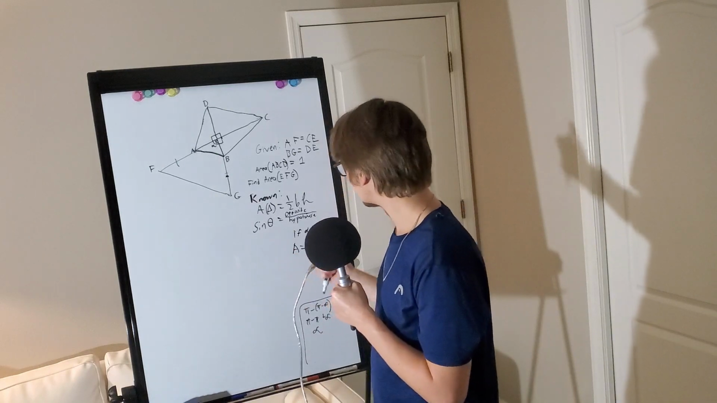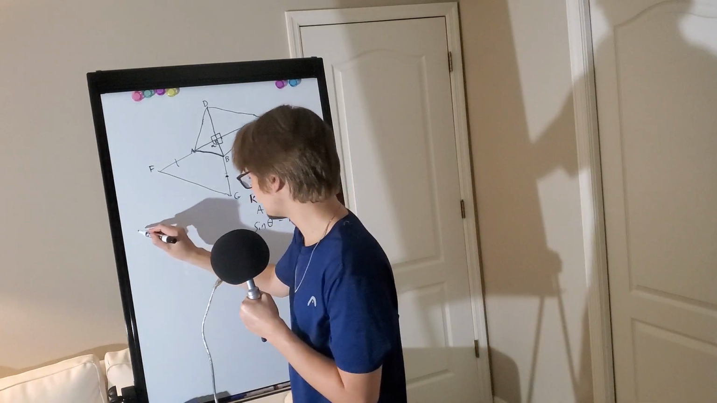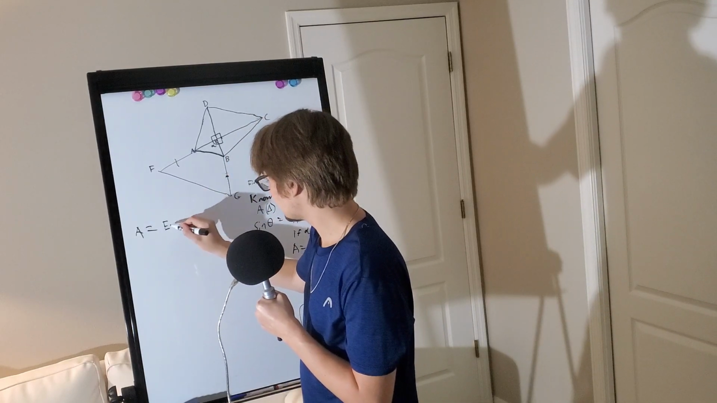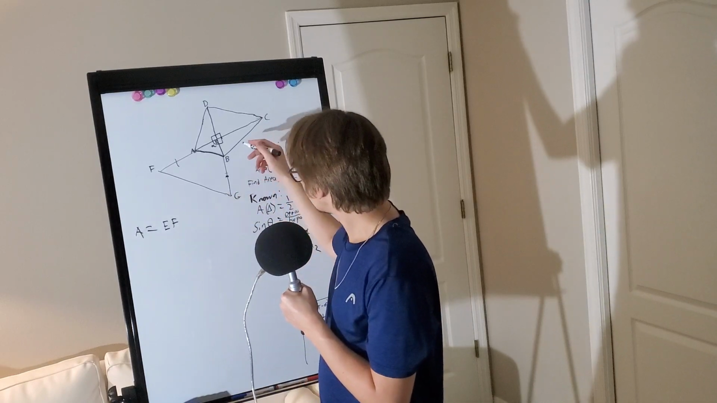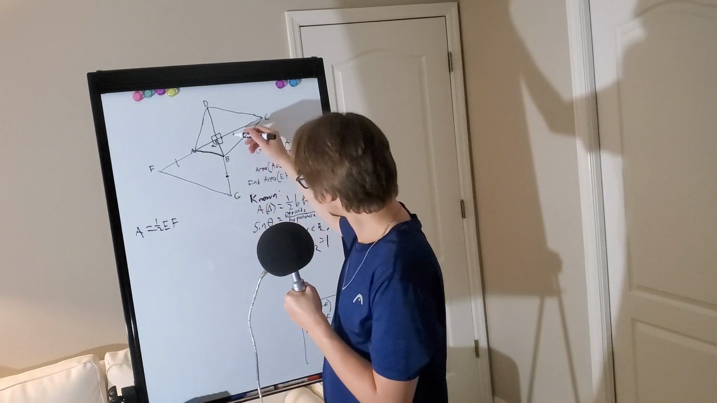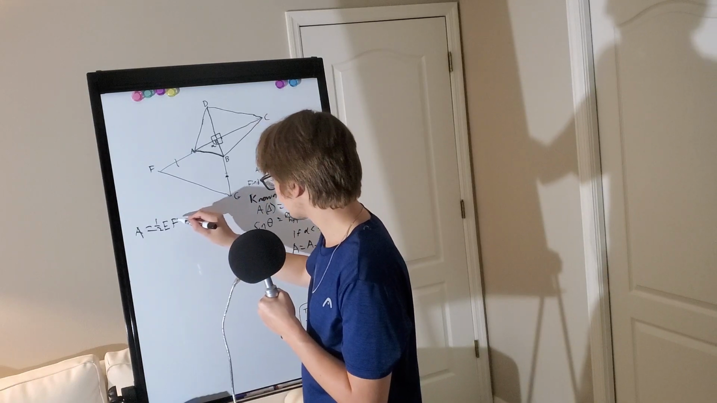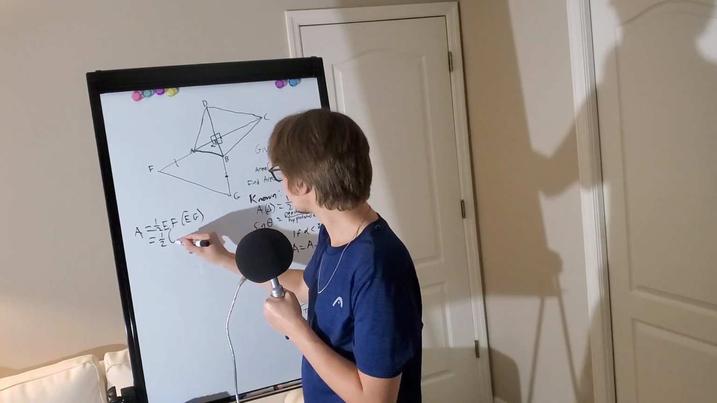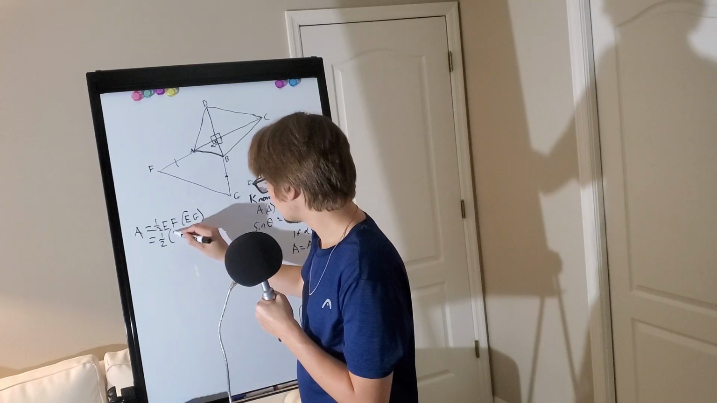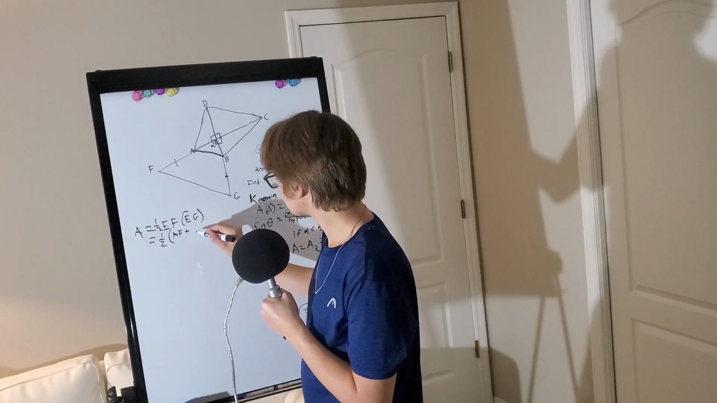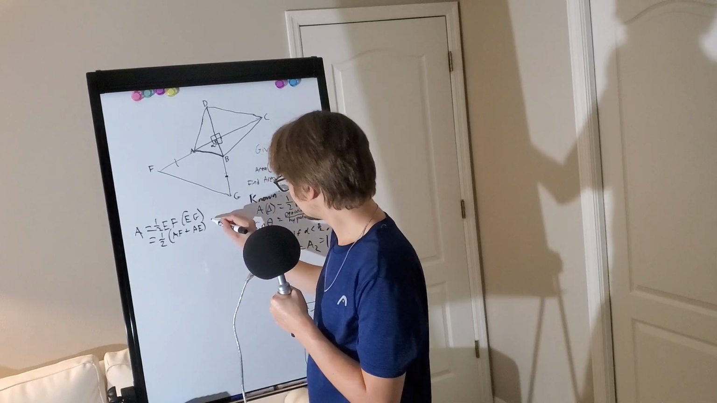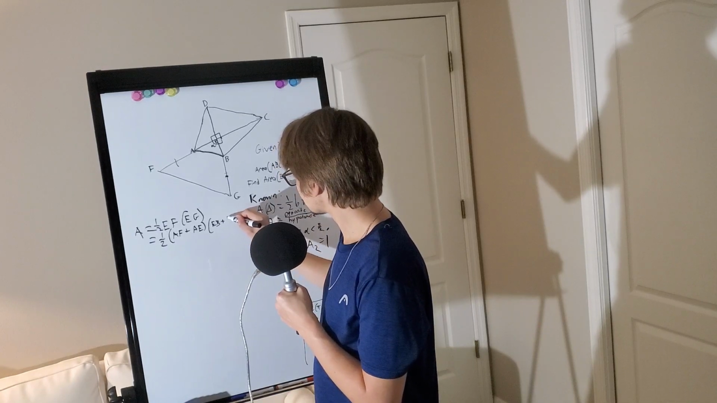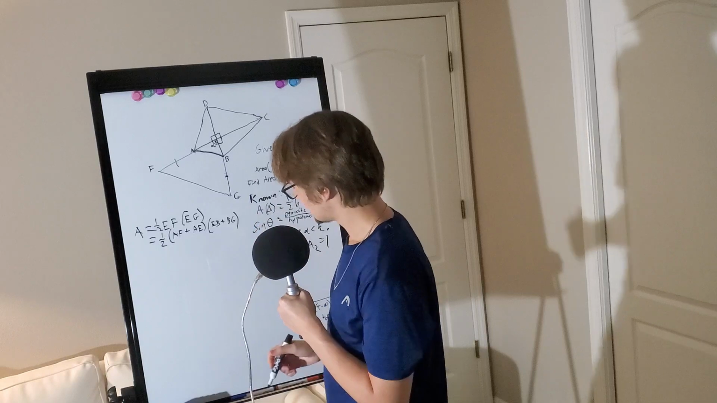All right, so then we would have the area of the triangle A equals EF times a half, of course, times EG. And just as we did before, we'll expand this out. So that would be AF plus AE, and EG would be EB plus BG. All right, sick.